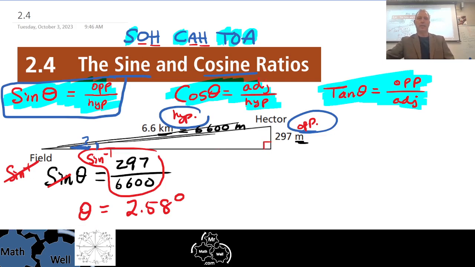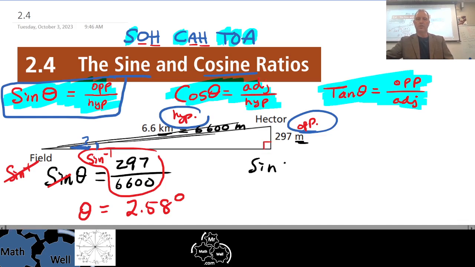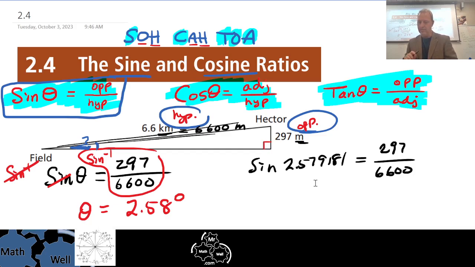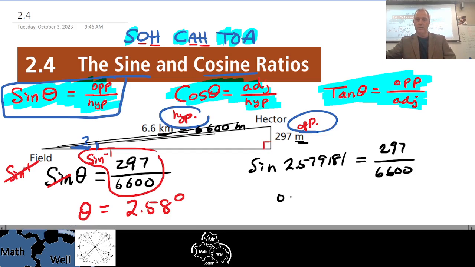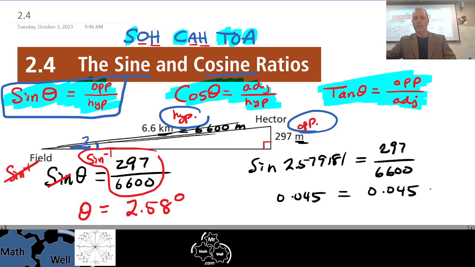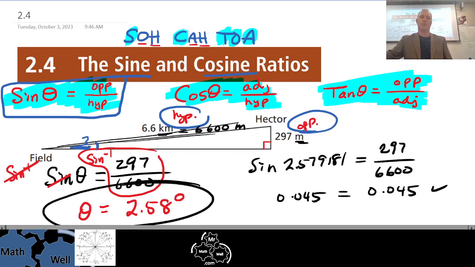Well, let's try sine of this value, 2.5, and the decimals are 79181. Good to use all the decimals in your check if you can. That should equal this ratio of 297 over 6600. So let's just see. Sine of that big long decimal is 0.045, and 297 divided by 6600 is 0.045. So they are exactly the same, so this is the correct answer.